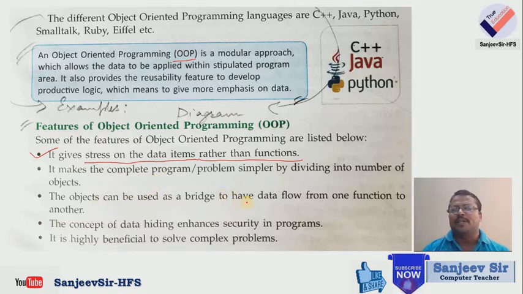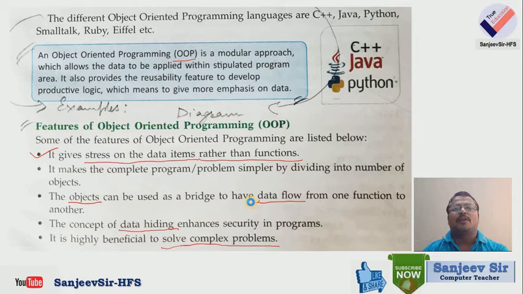Objects can be used to bridge how data flows from one function to another. Without the object, data cannot flow from one function to another. So with the help of objects, data will be secured, and data will flow from one function to another. In which way, that is defined here. The concept of data hiding emphasizes security in programming. That means in the OOPS concept, data hiding is one concept by which we can secure the data. This is the most important feature, and complex programs we can also solve with the help of the object oriented concept.